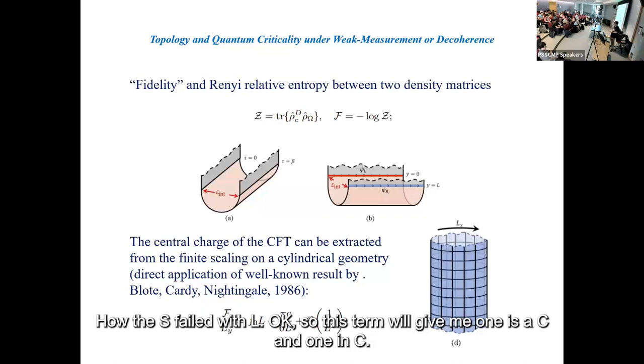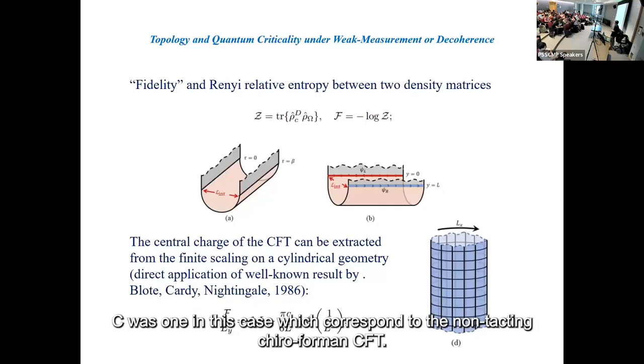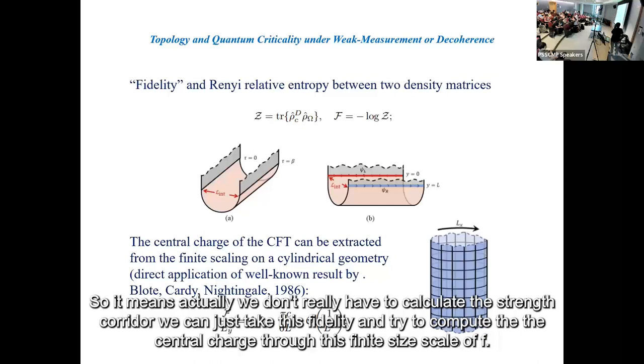So we have tested this for the simplest non-interacting Chern insulator. We take this rho as the density matrix of the pure state Chern insulator, and this rho O is a trivial state, and we compute the overlap and try to extract the C from the calculation, and it works pretty well. C equals 1 in this case, which corresponds to the non-interacting chiral fermion CFT. So we don't really have to calculate the string correlator. We can just take this fidelity and compute the central charge through the finite size scaling of F.